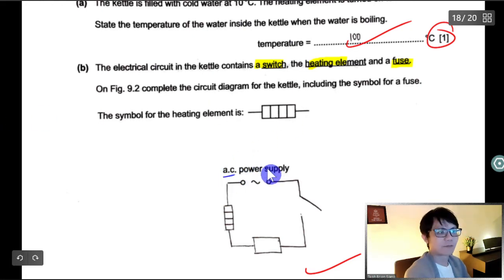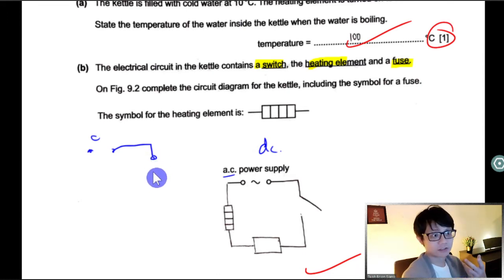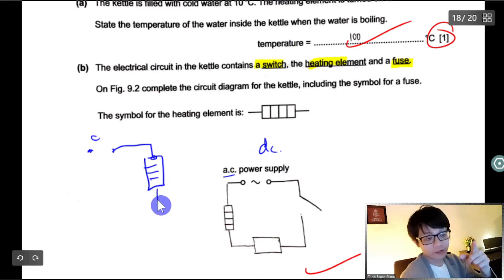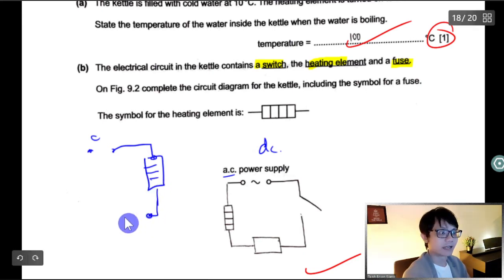But if I can, when I draw, because I'm scared it's DC, direct current, I prefer to draw something like this. Let's say this is the current. It makes more sense. Then the first thing you want to go to is either the fuse or the switch first, correct or not? So probably I put the fuse first, better. Fuse first, so in case something happens to the switch, maybe the thing will cut. So I go to the fuse first. After the fuse, then I go to the switch. Then I go to the heating element.